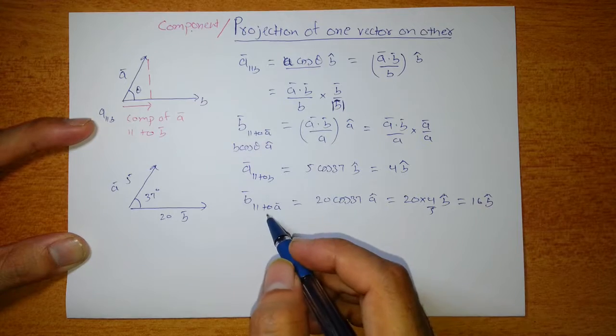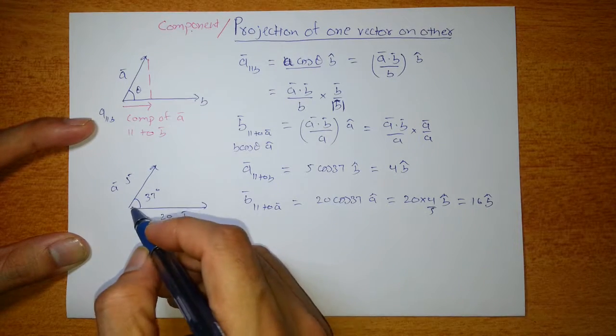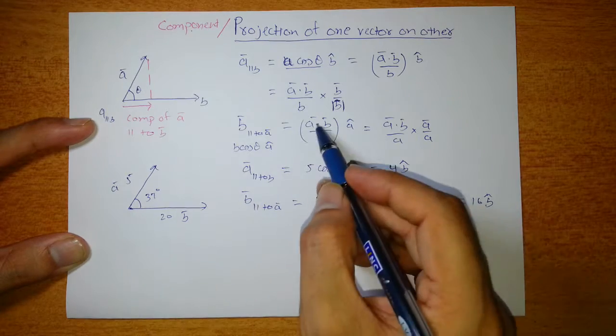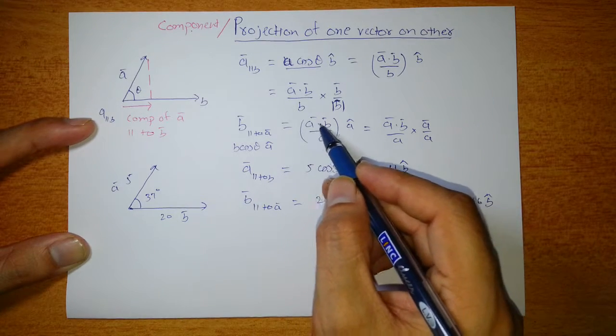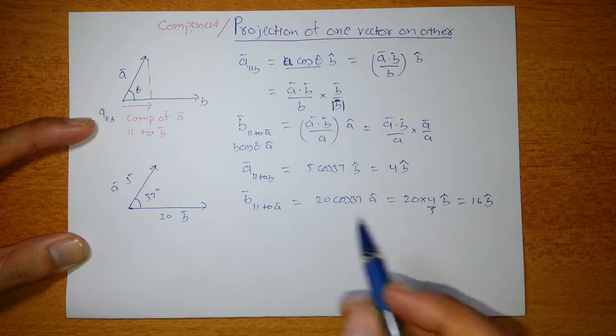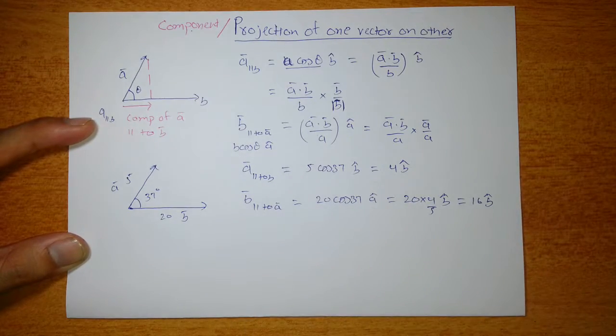But what if the vectors are not in diagram form, they are in vector form? So we have to take the help of the dot product. This is one of the applications of the dot product. So let's take that example.